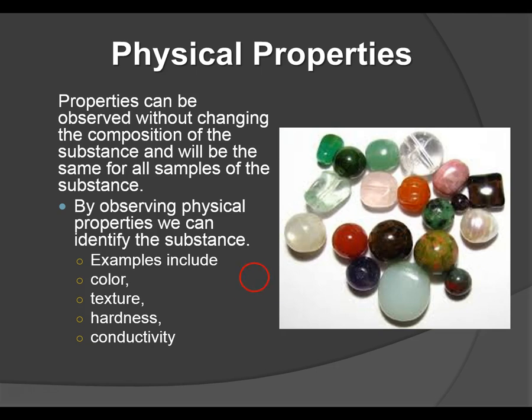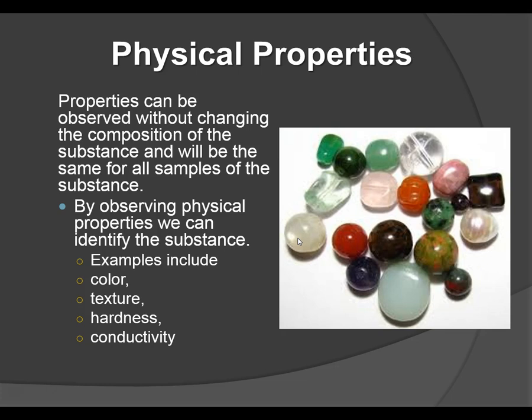So, look at the picture that we have here on the side. You notice that we have all these different gemstones and minerals and what seem like rocks. Now, we can use the properties of these different things to describe or identify the type of mineral, the type of gemstone that it is. We can use things like color, texture, hardness, conductivity.